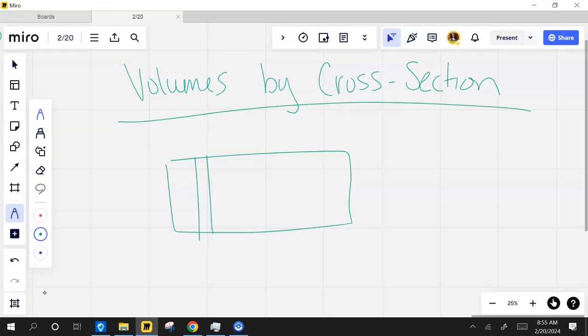It's called volume by cross-section. So we're taking these sections out of this 3-dimensional shape, finding its volume, and then finding the entire volume off of that one cross-section. We're going to use different shapes here. Today we will stick with squares and rectangles because those are easy, right?